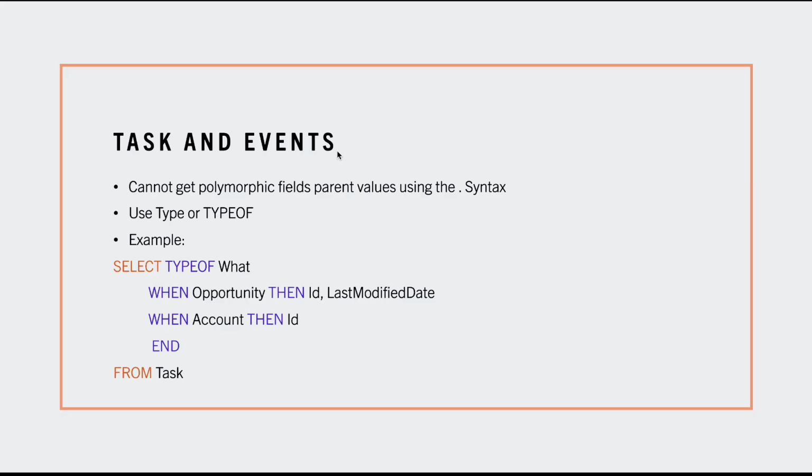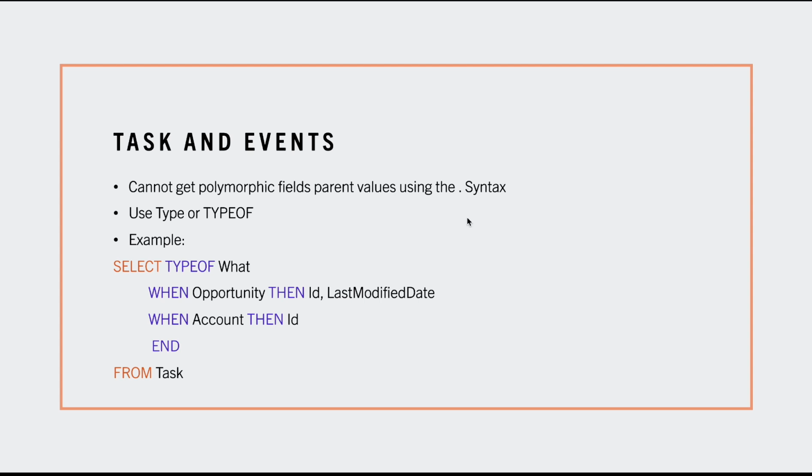Task and events are special because you can't do queries just like how you can do queries using relationship queries that we talked about in the last video. You can't quite do that in task because WhatId and WhoId are two polymorphic fields. What that means is WhatId could be related to account, opportunities, other objects in Salesforce. So it's hard to get What.Account.Name or something like that. That's just not possible. You're going to get an error. Same thing with WhoId, because Who can be a lead, can be a contact. You can't query it the same way you can query other objects.